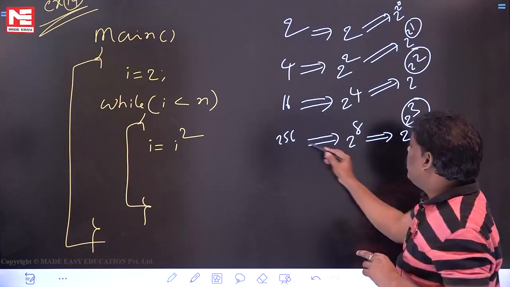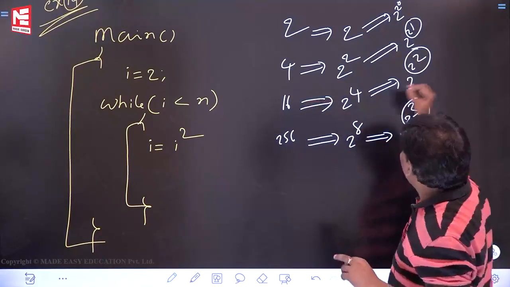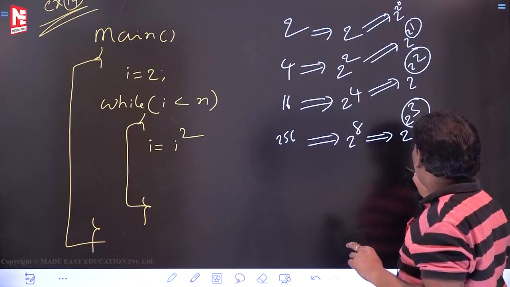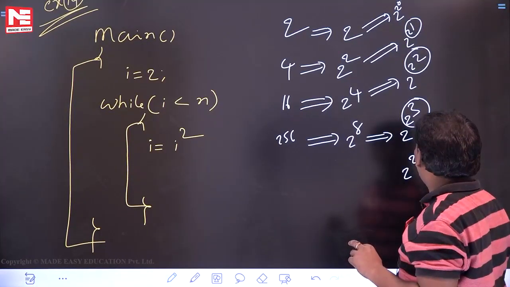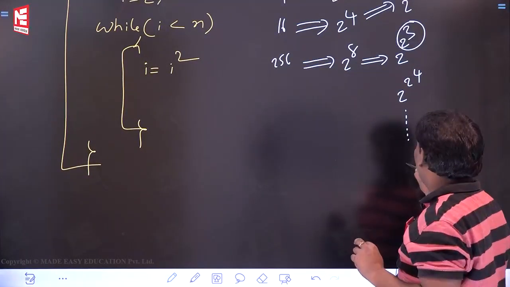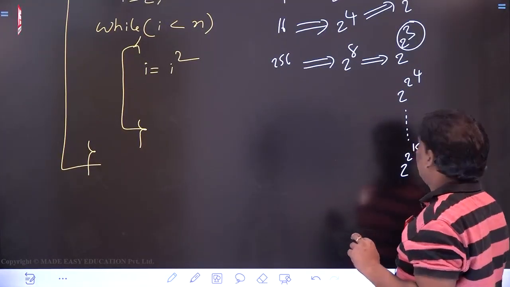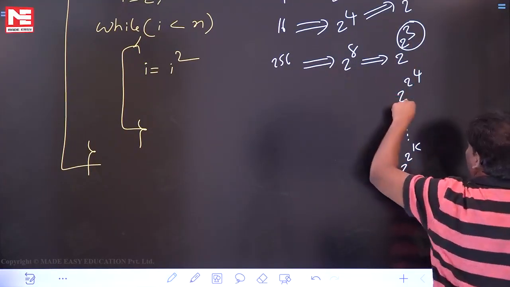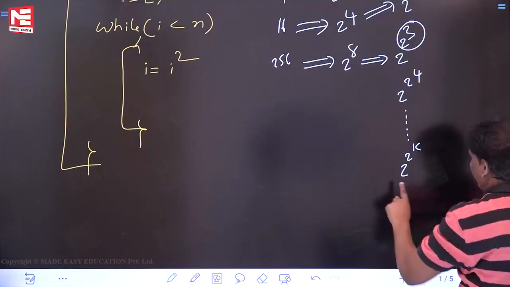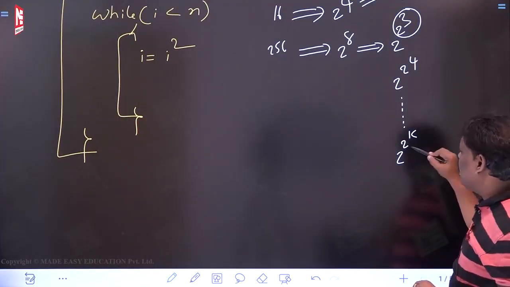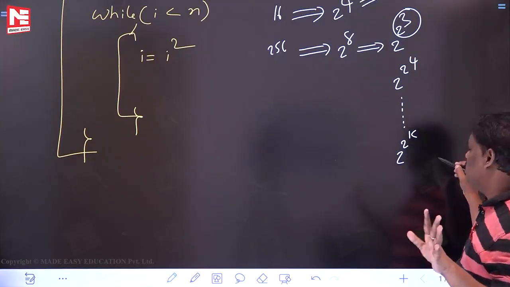If I do 3 times 2 cube, 2 times 2 square, 1 time 2 power 1, can you help me now? If I continue, next time 2 power 4. If I continue like this, you only say k times. What is the answer? 2 power k. So 3 times 2 cube, 4 times 2 power 4. If I continue k times, what is the answer? 2 power k.